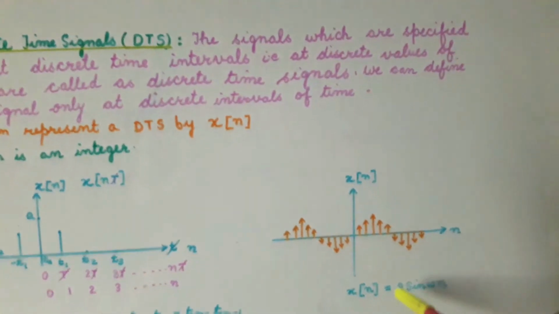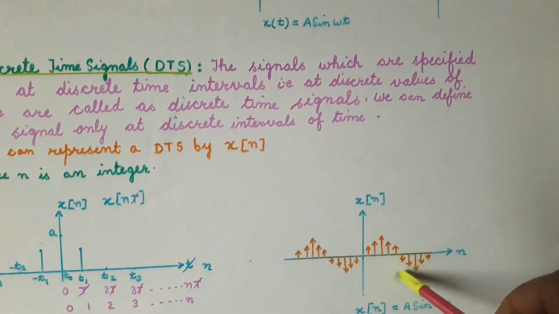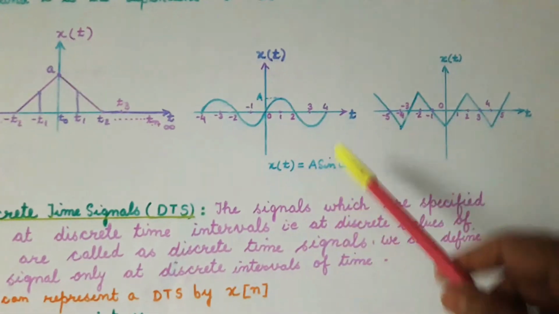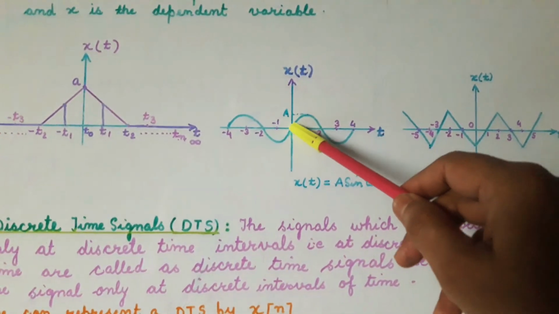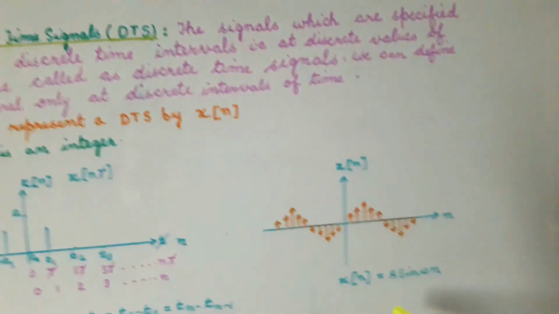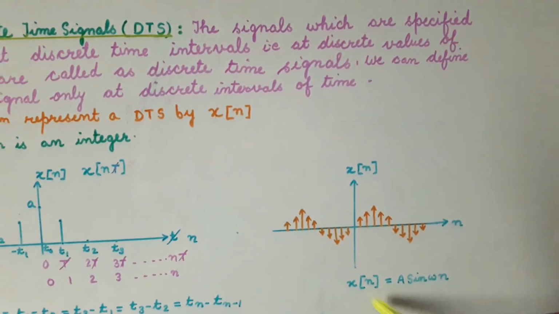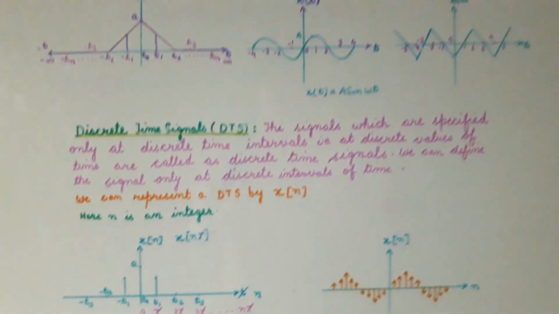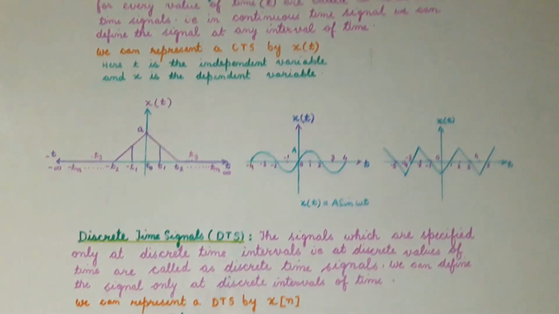Now this is also an example of a discrete time signal which has been obtained from this sine wave. That is, we have taken the plot at this time, this time, this time and this time. So we will get a wave like this. So this is the difference between continuous time signal and discrete time signals.